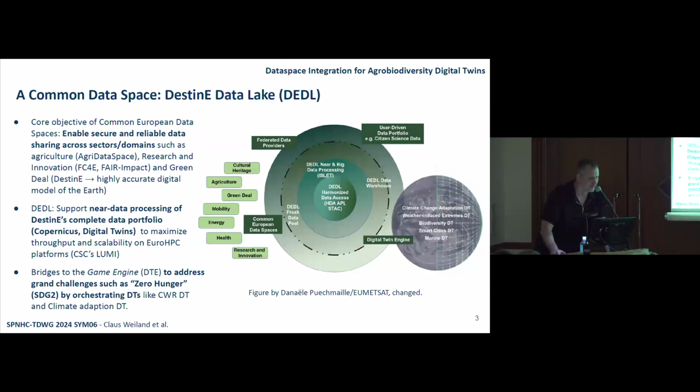A specific component is the digital twin engine set up in the context of Destination Earth, which is a kind of game engine that enables you to orchestrate the digital twins. Of course, digital twins have existed before and will exist aside from BioDT and Destiny. But what makes this project special, I think, is that you can really let them interplay with each other. For example, the climate adaptation digital twin, already mentioned by Thomas, can pass its scenarios directly into the crop wild relative digital twin and compute, for example, scenarios in the context of SDG grand challenge questions.